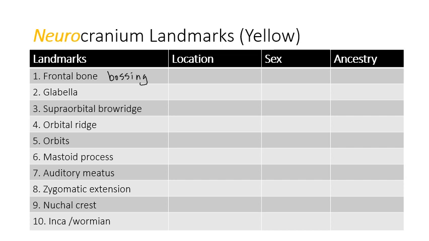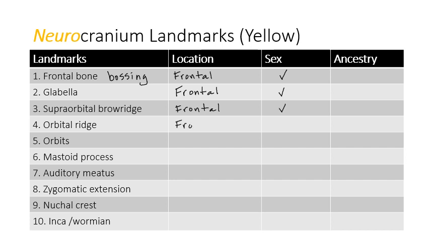Okay, so bossing on the frontal bone, obviously we find that on the frontal bone, and it helps us identify sex. And it doesn't help us with ancestry. The glabella, we find that on the frontal bone as well. That helps us identify sex. Supraorbital brow ridge, that is also found on the frontal bone, and we're going to review all of this on the next slide, exactly where it's located. That helps us identify the sex of the individual as well.